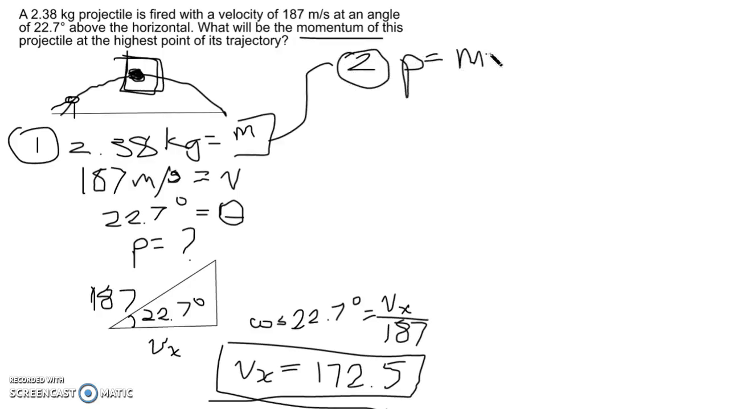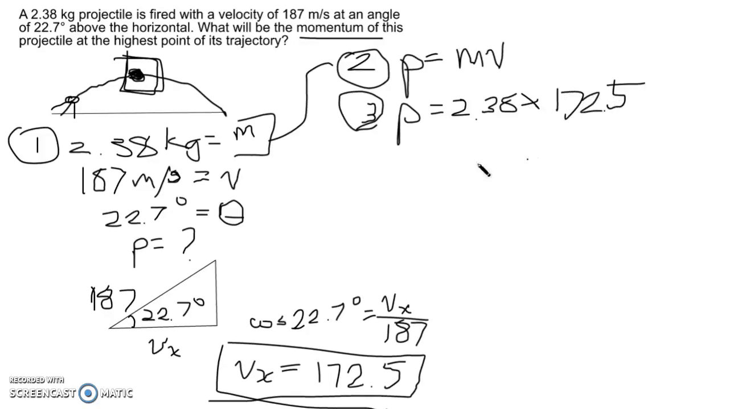So P equals mv. Let's work this out, which is step 3. Momentum equals 2.38 kilograms times around 172.5 meters per second, if you can read that. And you get around 410.584802 kilograms times meters per second, or you can just say 411.